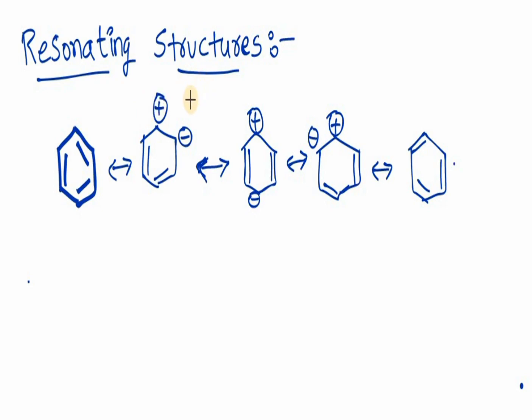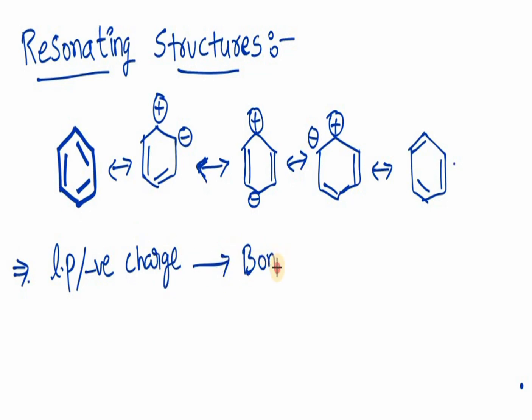Okay, so how can we write the resonating structures? To write the resonating structures, we need to remember 2 points. The first point is how these charges are rotating on the molecule. So the first point is that we can write a lone pair or negative charge. So actually this lone pair converts into a bond pair.